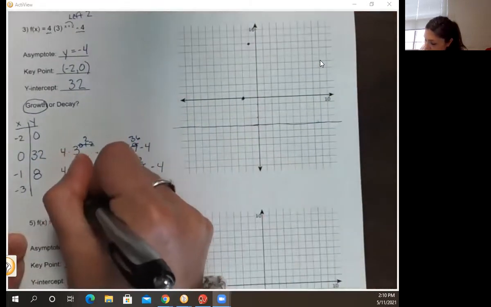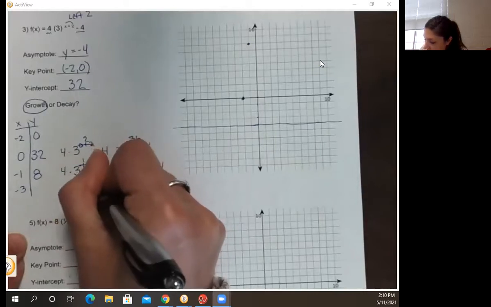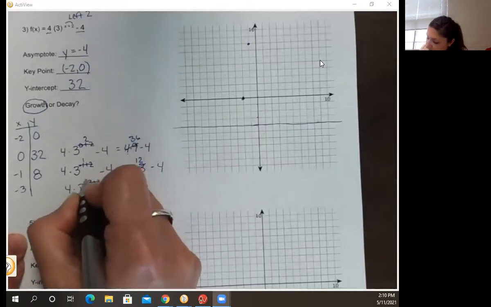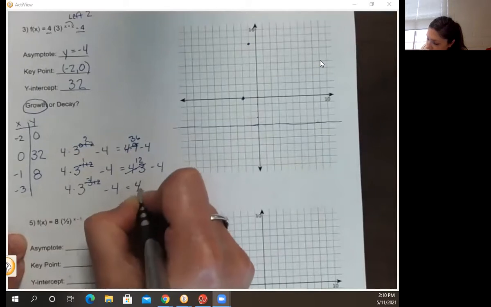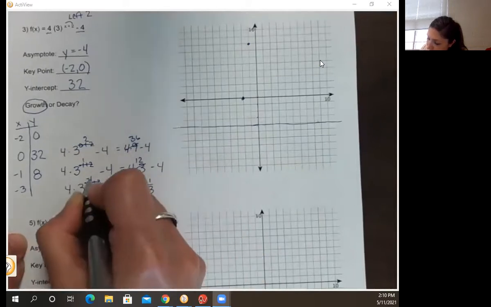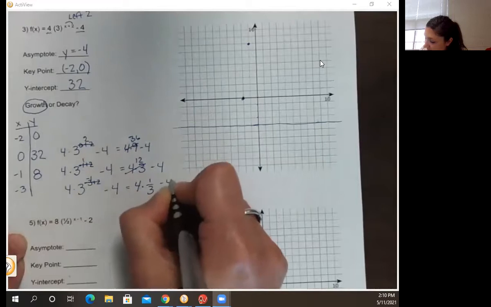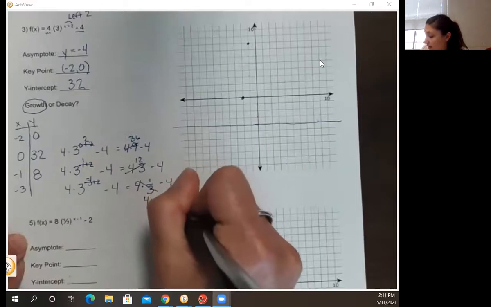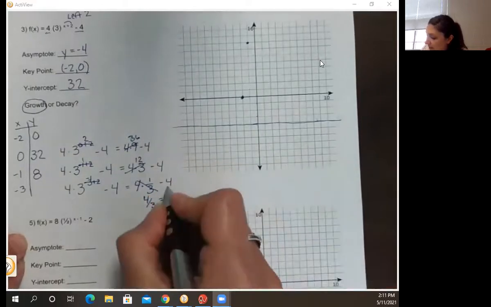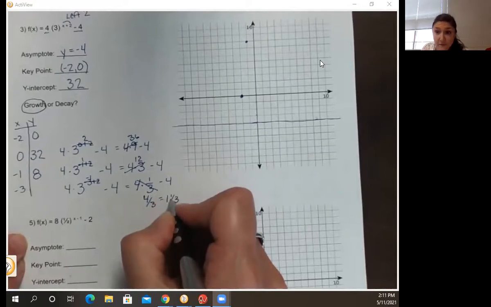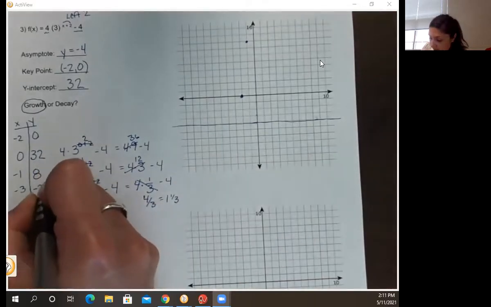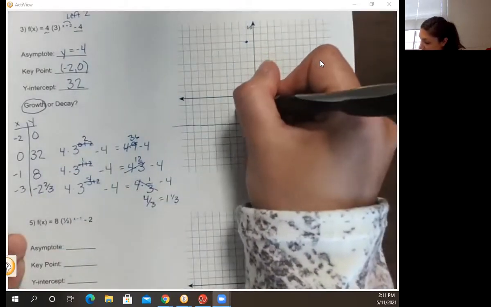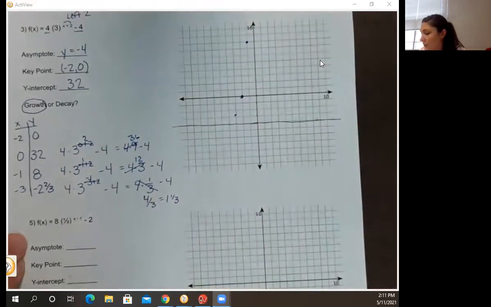So this would be 4 times 3 to the negative 3 plus 2 minus 4. So my exponent here would be negative 1. That means I would have 4 times 1/3. Negative exponent means I've got to flip this. So 4 times 1/3 would be 4/3, or 1 1/3. And then I'm saying take 1 1/3 and subtract 4. So that would give me negative 2 2/3. So at negative 3, we're at negative 2 2/3 for that point there.